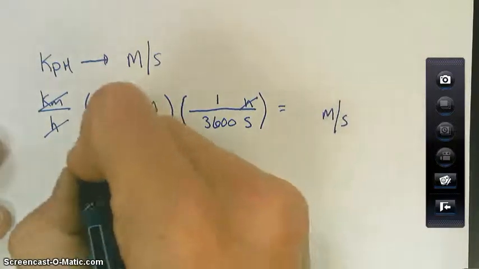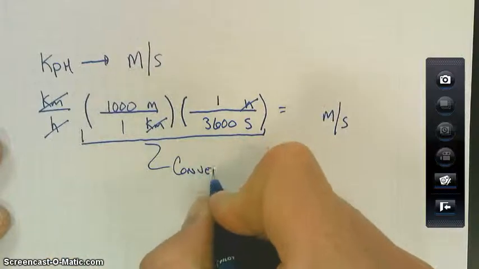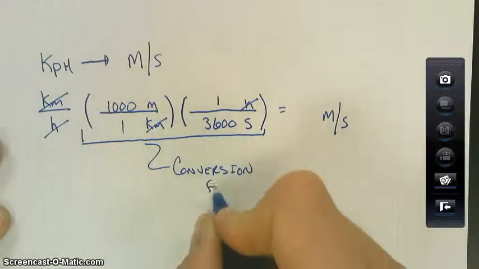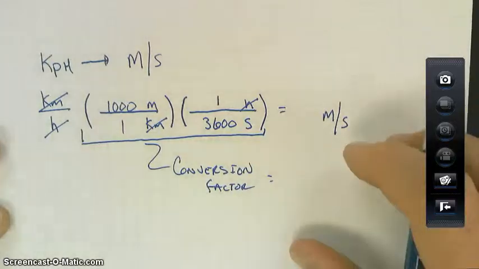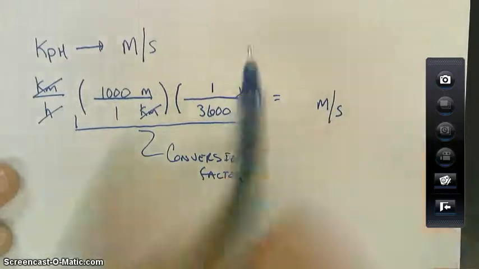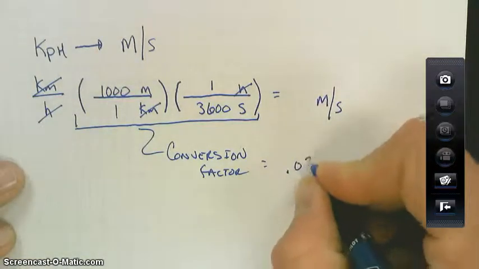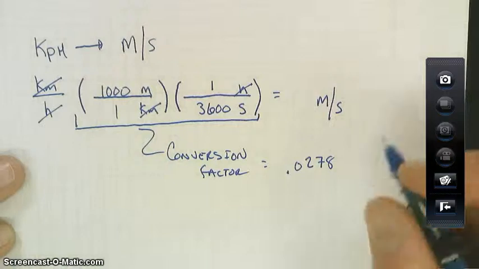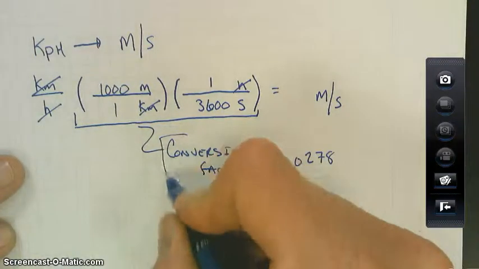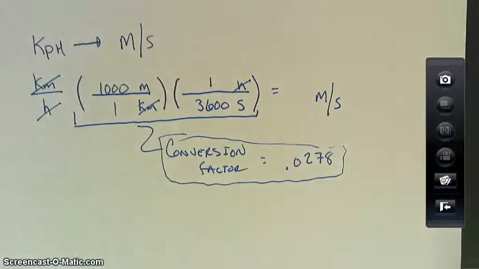But again, like I showed you before, here's my conversion factor. If I want to know what that is, I need to take 1,000 divided by 1, and multiply that by 1 divided by 3,600, or just simply crunch those numbers. And what I come up with is 0.0278. This right here is my conversion factor if I want to go from kilometers per hour to meters per second.